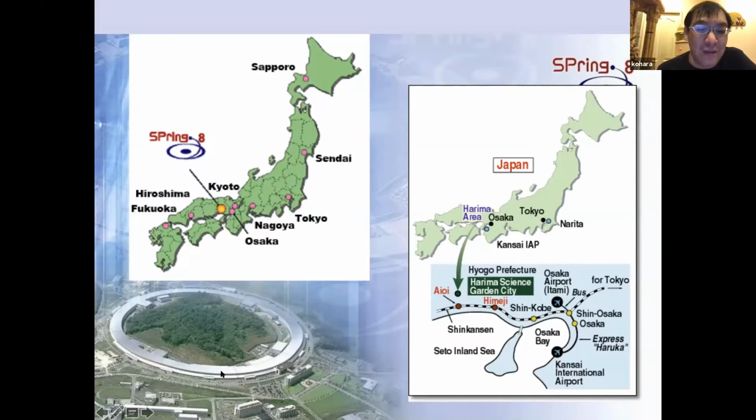This is really a mountainside, and this is a very big storage ring, and we have 62 beam lines, so we can perform 62 measurements at once, together. So it's a really big synchrotron radiation facility. By the way, this is my birthplace, not so far away from SPring-8.